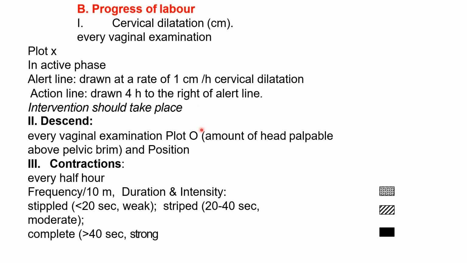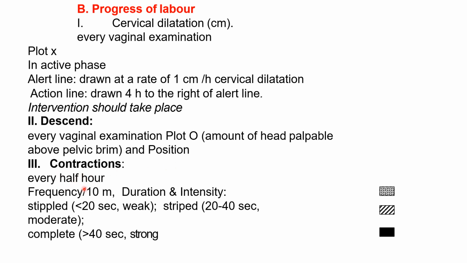immediate action should take place. And next is descent of the fetal head. Already I have told you, you have to mark it with an O. The amount of head palpable above the pelvic brim and the position should be marked, and I have explained how to mark it already. Next one is uterine contraction.